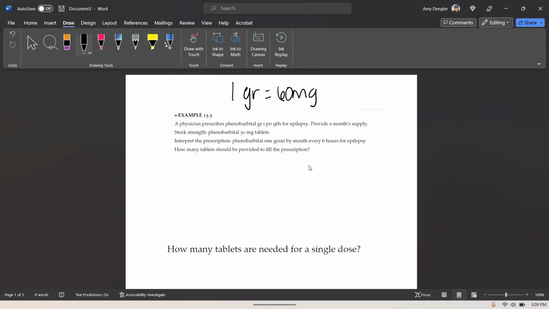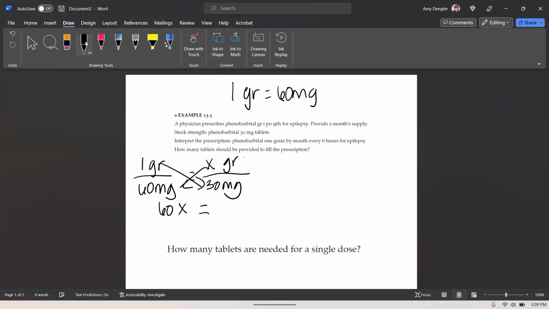But if you can't, and don't feel bad if you can't, that's totally fine. We can do a proportion. So we can do 1 grain is equal to 60 milligrams. We need to give the patient 30 milligrams. How many grains is that? Let me take that off, so that just looks confusing. And we would just do it normal. 60x is equal to 30 times 1, which we know is 30. We want to get x alone, so we need to divide both sides by 60.